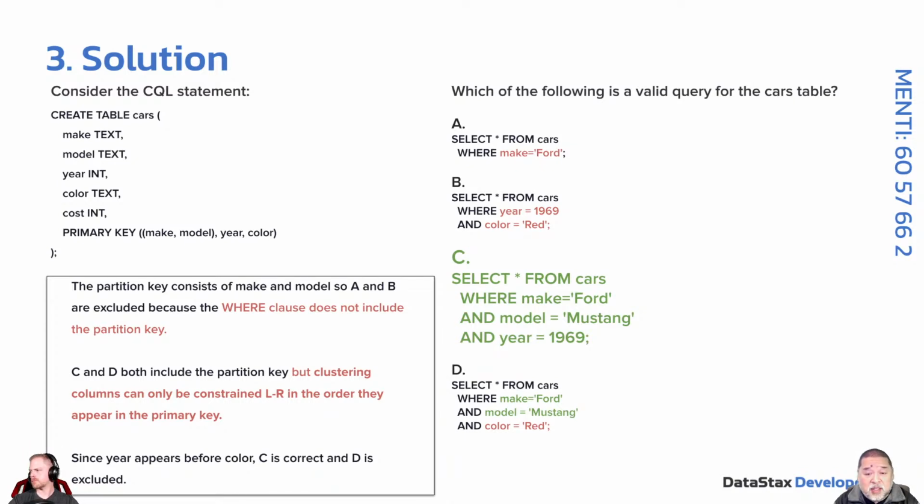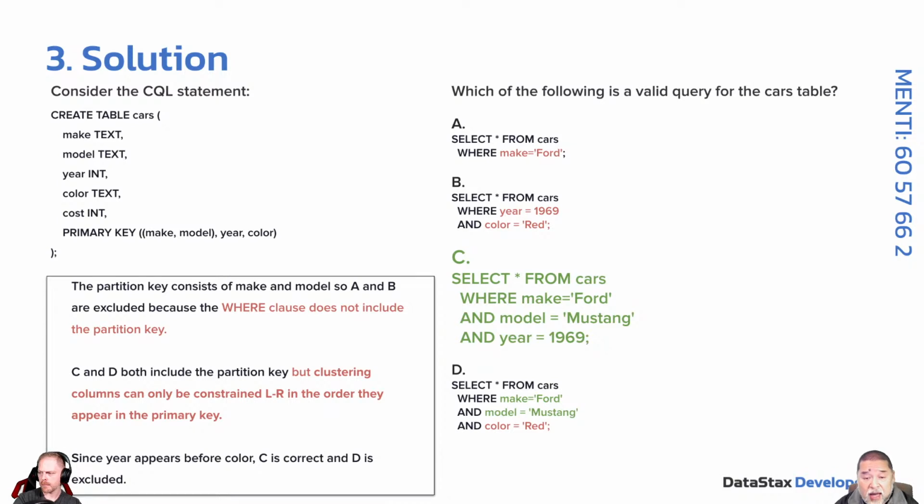So a select like the one you see would require doing a query across every node in a cluster, and in a massive cluster that could be hugely expensive. We just don't allow it. The second one is also invalid because it calls out year, which is part of the partition key. It doesn't call out make, which is the rest of the partition key. So right away we can exclude A and B.